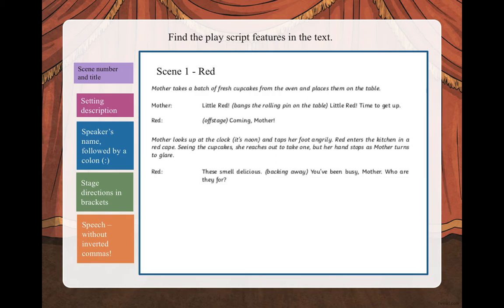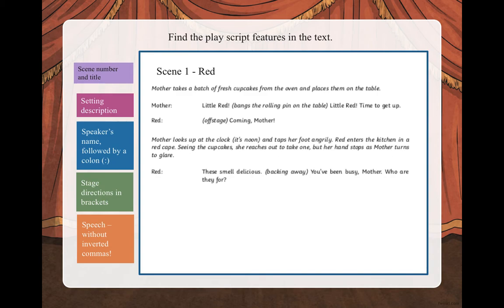So your task, find the play script features in the text. So what is the scene number and title of this play script? You can colour code it or draw lines from each box to the part of the play script that it matches with. And a setting description. Can you find the setting description? Where does this play take place? Can you find the speaker's name followed by a colon? So underline all the speakers in this play.